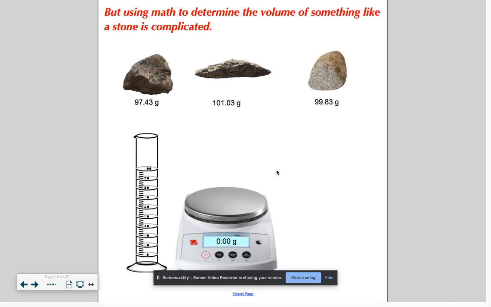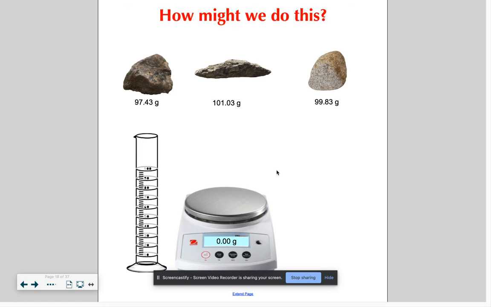But to get their volume, we could use a form of math, but it's highly complicated and not appropriate for 9th grade high school. So we look to a different method where we can do it experimentally. It's pretty cool, and it's pretty easy. Now, I asked the question, how might we do this? Because I feel like some of you might have done this in middle school. And even if you didn't, you might be able to figure it out.